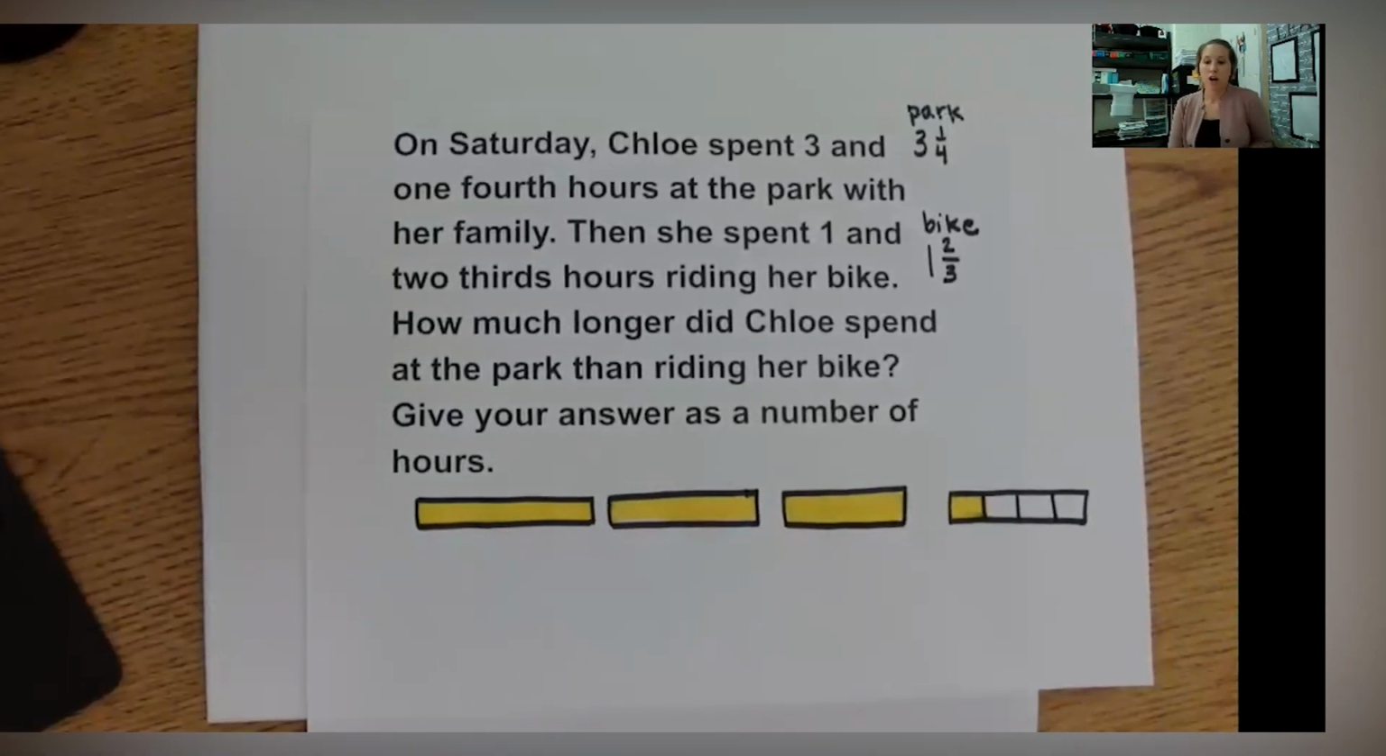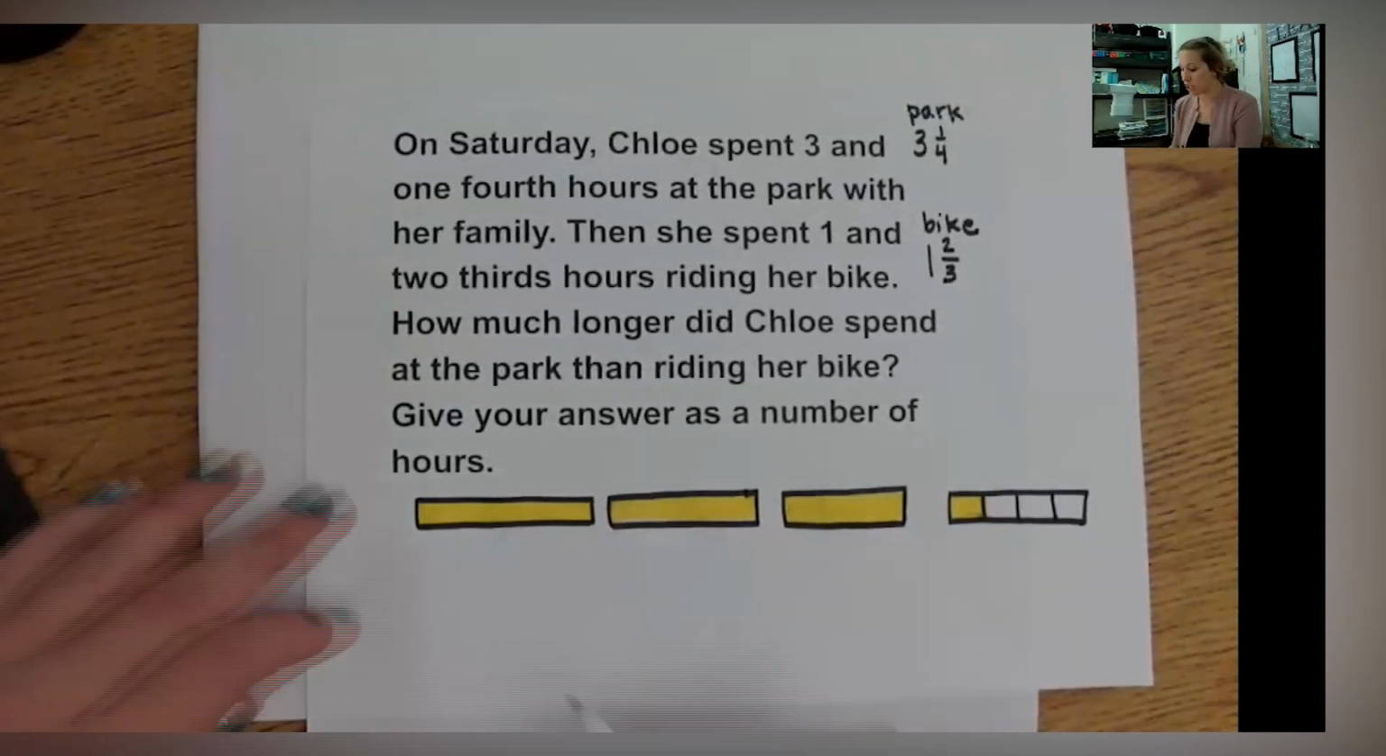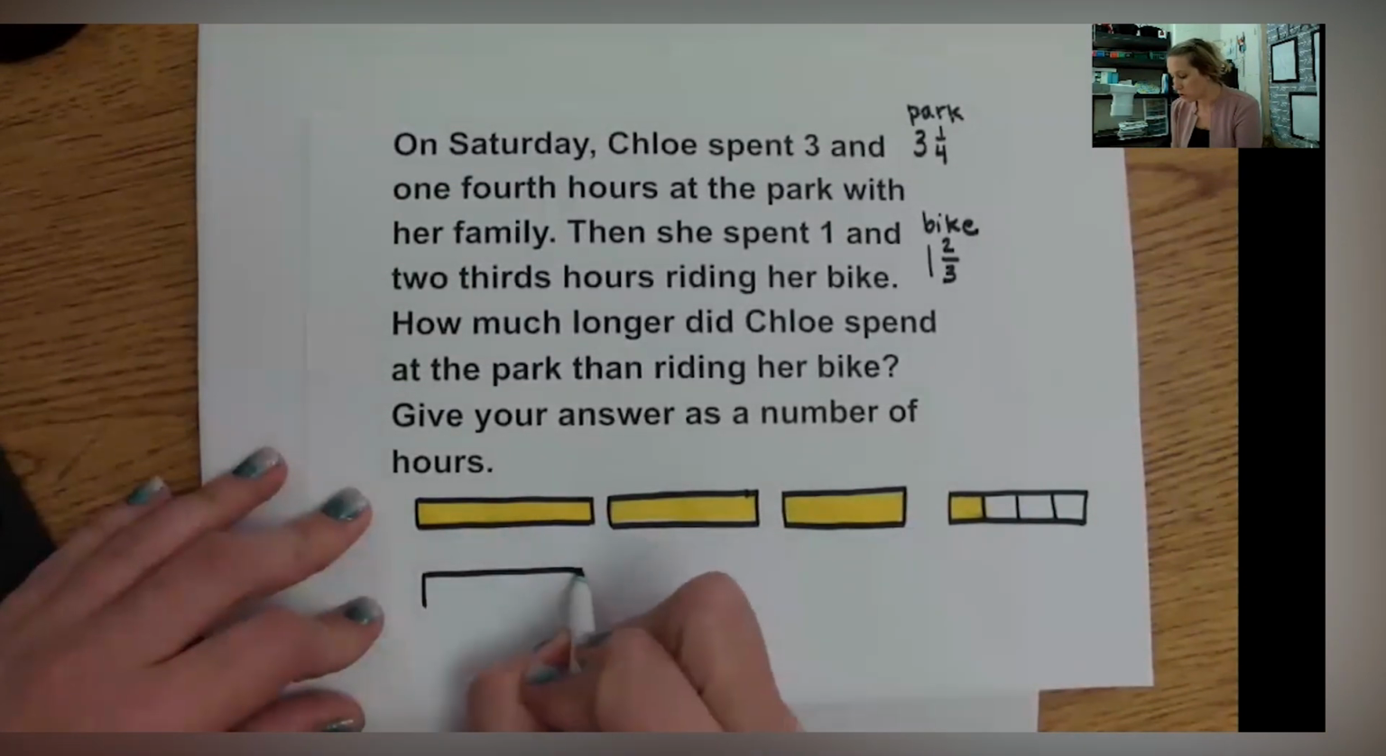Now let's model our other mixed number. Our other mixed number is 1 2/3. So how many fraction bars do you think I'll need for that number? 2. How did you know? Because each one represents 1, and I know 1 2/3 is more than 1, but less than 2. Great suggestion. So we're going to do 2.